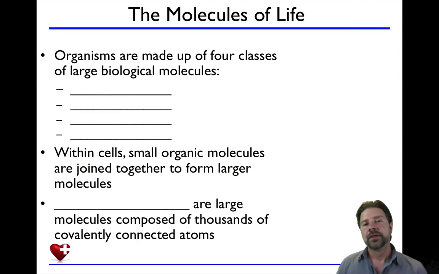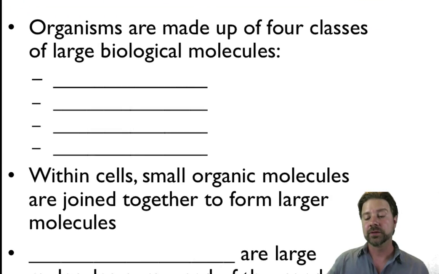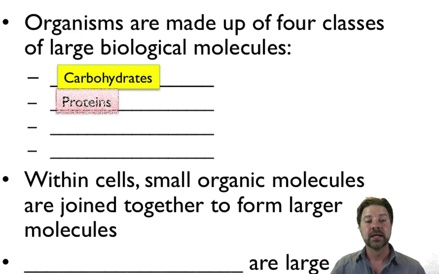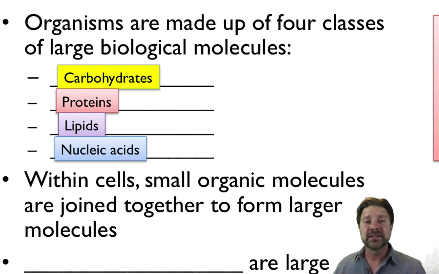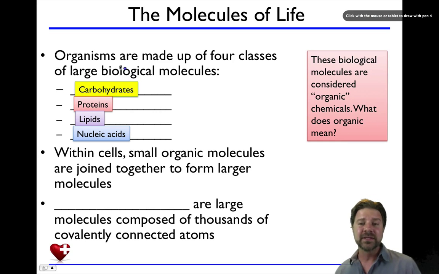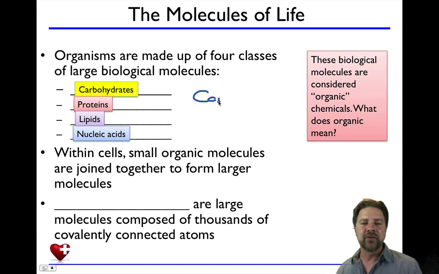Let's get started. The molecules of life are going to be made of 4 different classes of biomolecules. First type, carbohydrates. Second type, protein. Third, lipids. And fourth, nucleic acids. Now, all 4 of these biomolecules have something in common, and that's the fact that they're all organic. So what that means is they all have a certain element in them, the element of life, and everyone knows it. That element is going to be carbon.